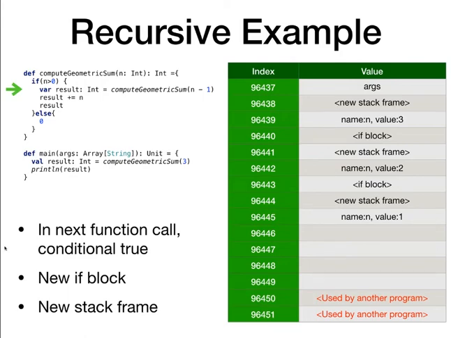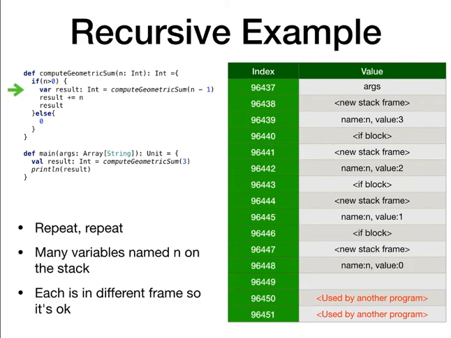Same thing, 2 is greater than 0. We entered an if block. We put a new stack frame on the stack. We assigned the parameter equal to the argument, which is 1 in this case. And we call that method again. So you start to see the pattern here. And we'll eventually get down to where n equals 0.